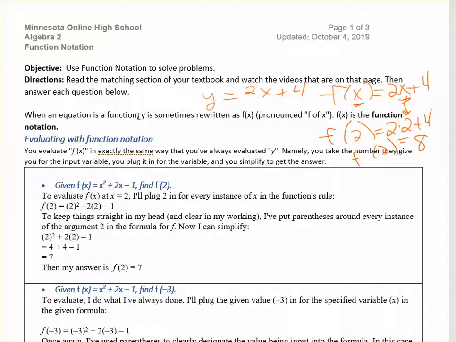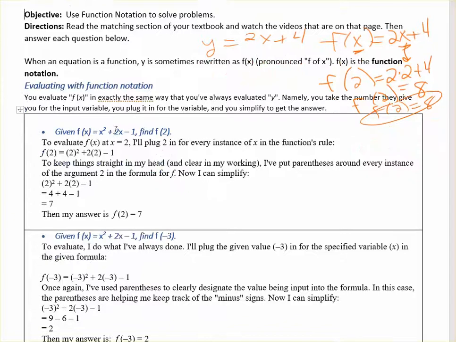Now I have seen some students think now they need to divide by 2. That's not true. F of 2 would be the answer. The answer is 8. That was just the same as saying y equals 8. You don't redo anything at the end there. That's how you would leave it. So you're going to be doing the same thing for several of these problems.